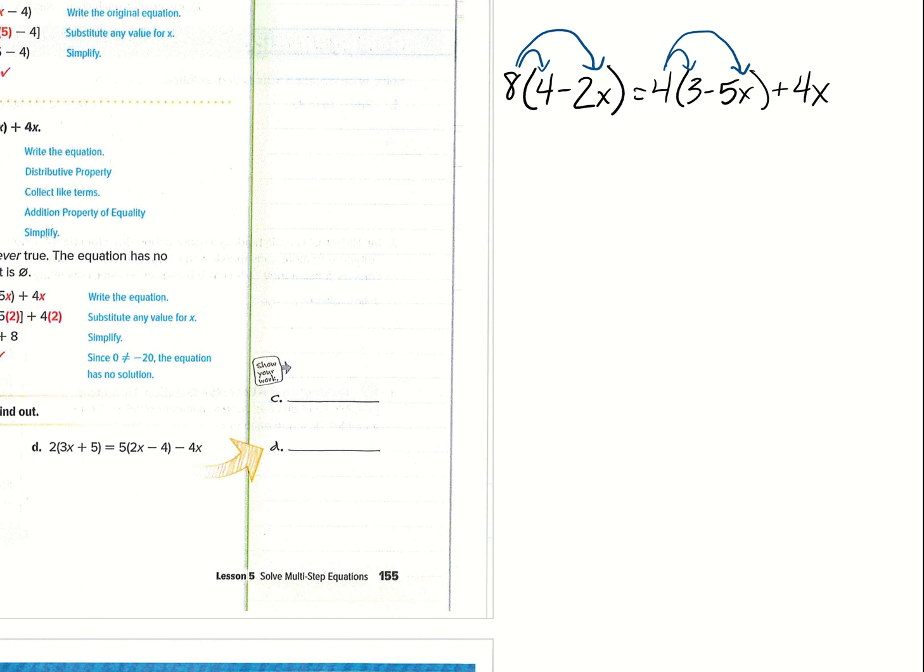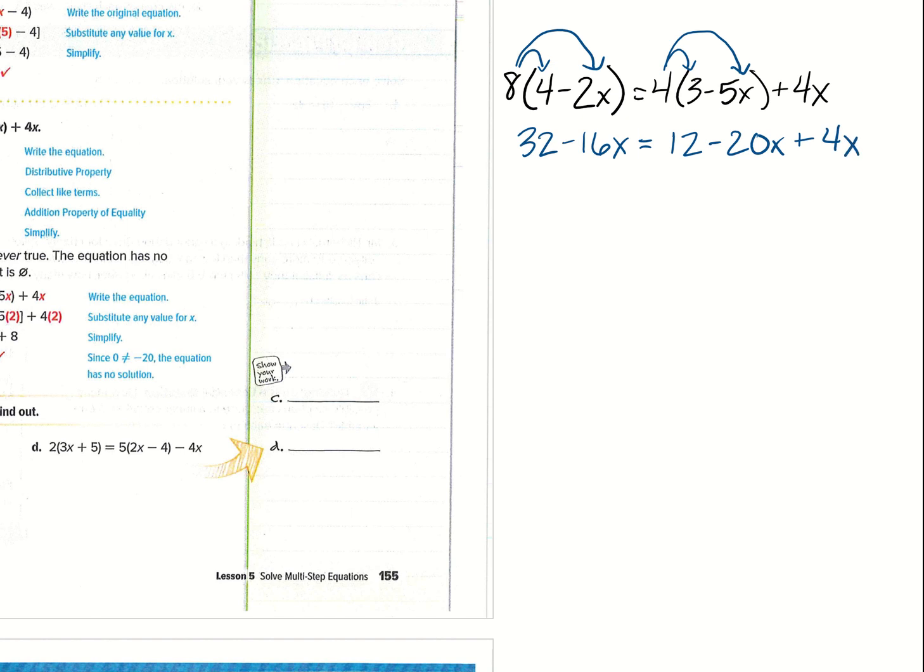All right, so 8 times 4 is 32. And then 8 times negative 2x is negative 16x. All right, and that is equal to 4 times 3, which is 12. And we have 4 times negative 5x, which is negative 20x. And then we have the 4x added on to the end.